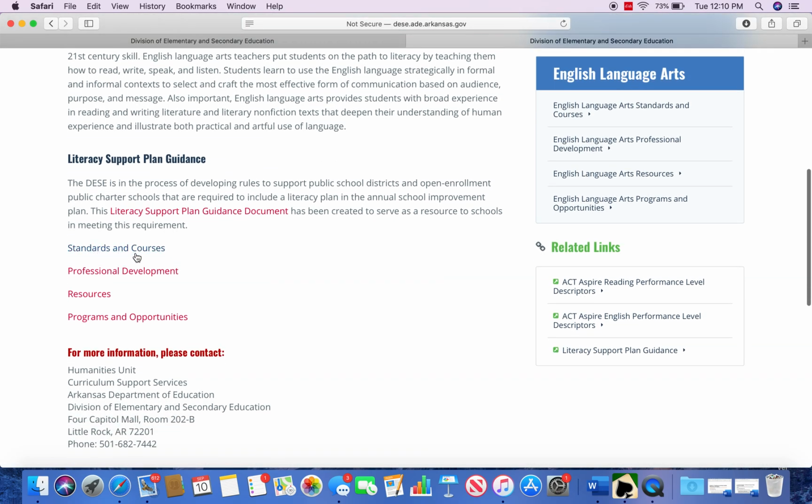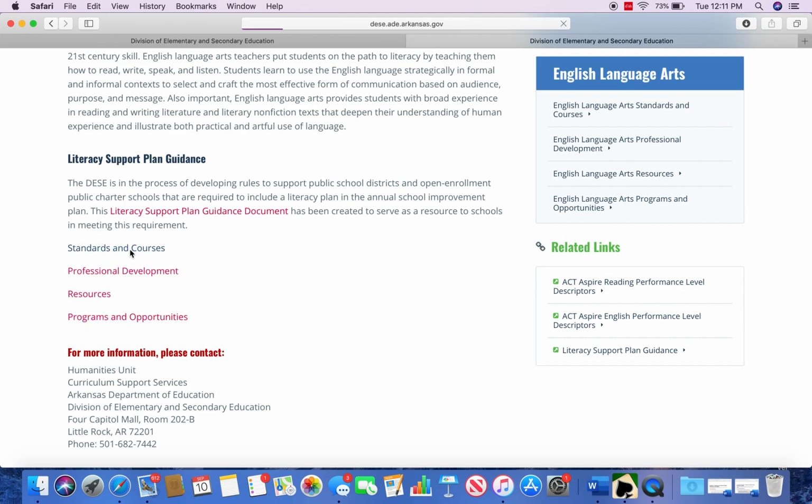The first tab is standards and courses. We'll come back to that in just a moment. There are opportunities and options for professional development. Please go in there and surf around and see what opportunities are available to you. There are resources available. When you're planning a lesson and you want some additional resources, you can go right here to the resources tab and you can find additional pieces of information that you could incorporate into your lessons and your activities for your students. There's also programs and opportunities. So at your leisure, please surf in all of those and see what you can find.